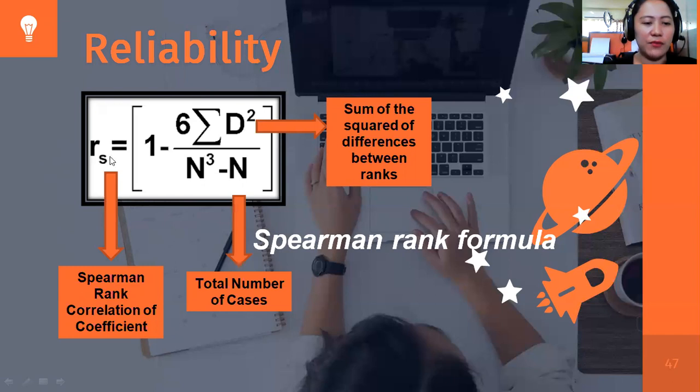So we have here the formula. The Spearman rank correlation coefficient is equal to 1 minus 6 multiplied by the sum of the squared differences between ranks, over n cubed minus n, where n is the number of cases or the number of respondents. This is again the Spearman rank formula used for the test-retest method.